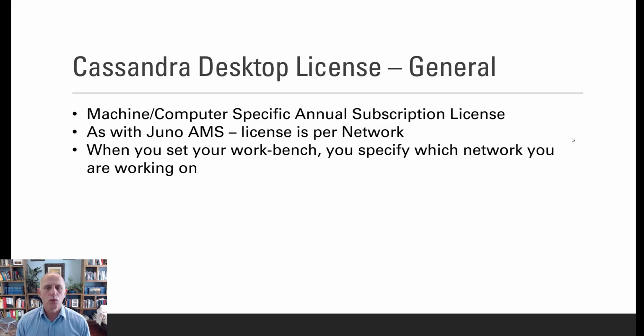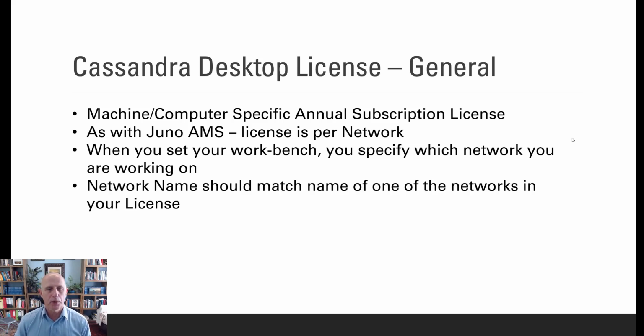When you set your workbench in Juno Cassandra, you need to specify which network or project you are working on. And that will then see whether there is a license available for that project. The network name that you provide in your workbench should match one of the networks that are provided for in your license.